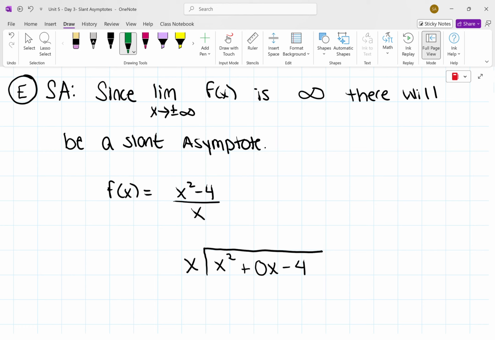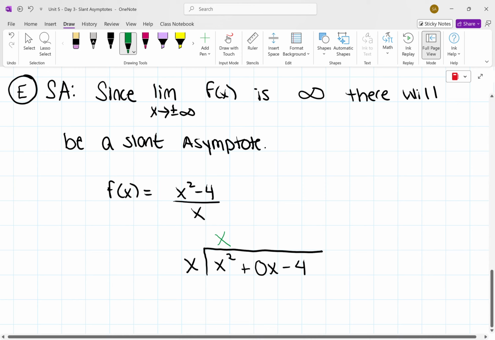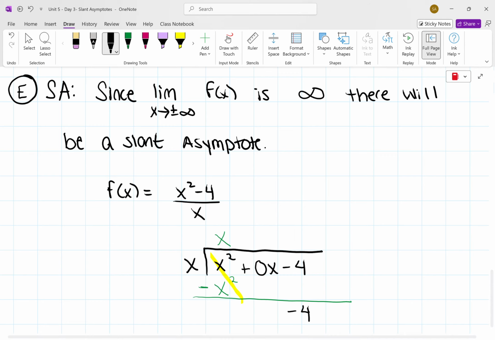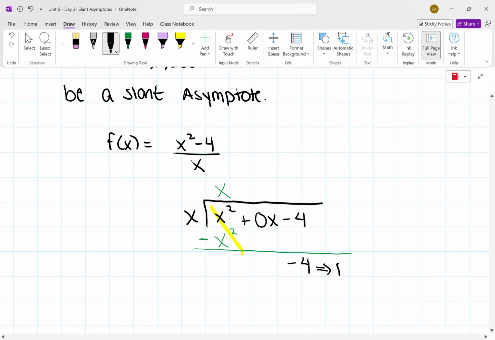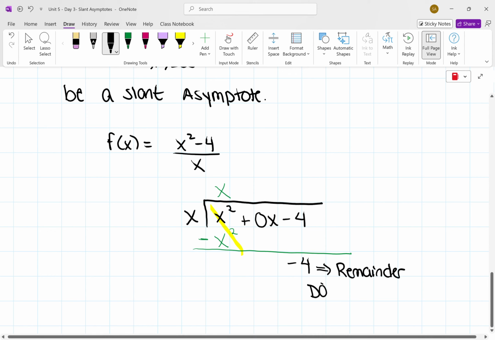And now we divide. x times what gives us x squared? x. x times x gives us x squared. So x times x is x squared. And then we subtract. What happens with the x squareds? They cancel. So now I'm going to bring down -4. Can x times anything give us -4? No. So what does -4 represent? Remainder. This is the remainder. I don't care about the remainder. So we're going to say don't care about remainder.